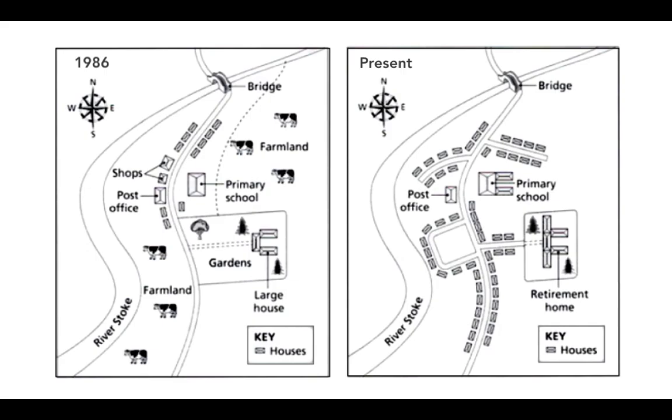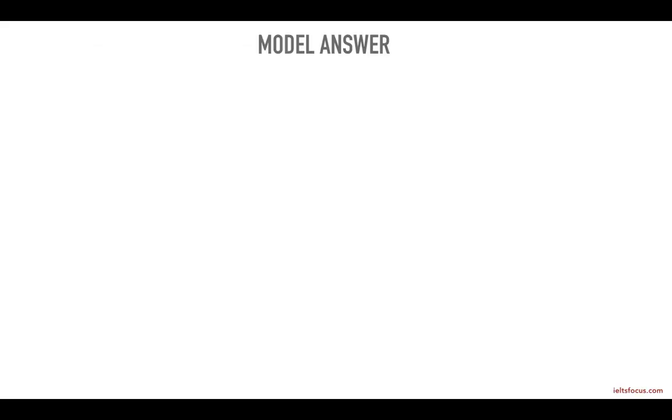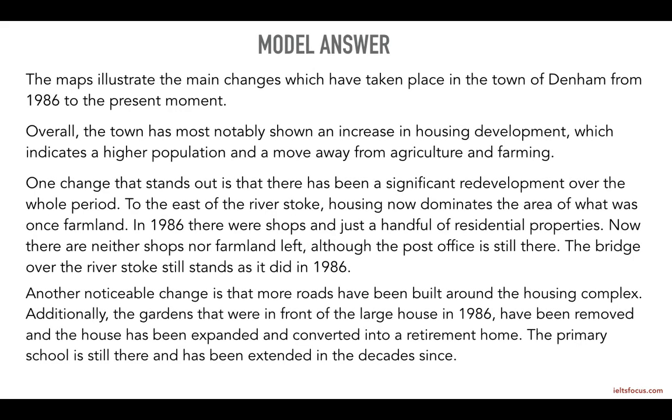So you can see the task again, the 2 maps again, just to familiarize yourself with that. So let's take a look at the model answer. As you can see, very simple, straightforward introduction, a nice concise overview, and then there's the 2 main body paragraphs covering the details, and that's 176 words.